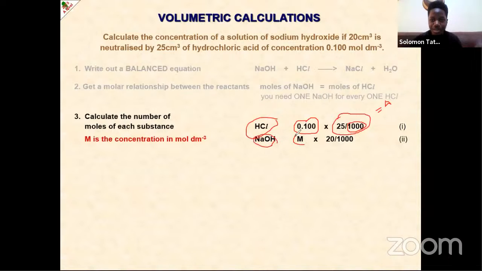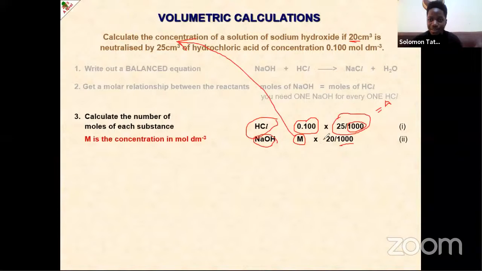Molarity of sodium hydroxide. Remember, this is what we are looking at from the question. It's what we're searching for. So molarity, let's make it M, an unknown, times the volume of sodium hydroxide. Remember the volume was given right there, but we have to convert it into decimeters cubed. So we divide the volume by 1,000.